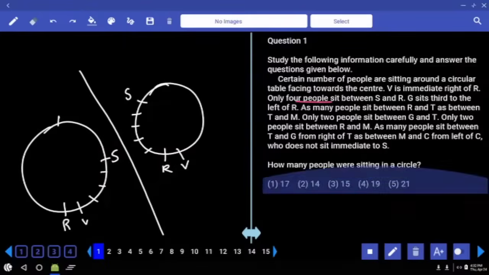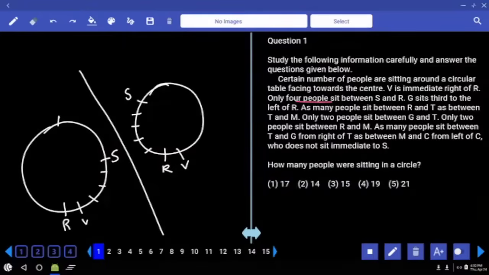Then next one. And G sits out to the left of R. Now G is to the left of R. 1, 2, 3. Now here again G is to the left of R. The number of people between R and T is the same as between T and M. That is, T must be exactly between R and M. T is exactly between R and M. And only 2 people between G and T. Now between G and T, there are exactly 2 people.